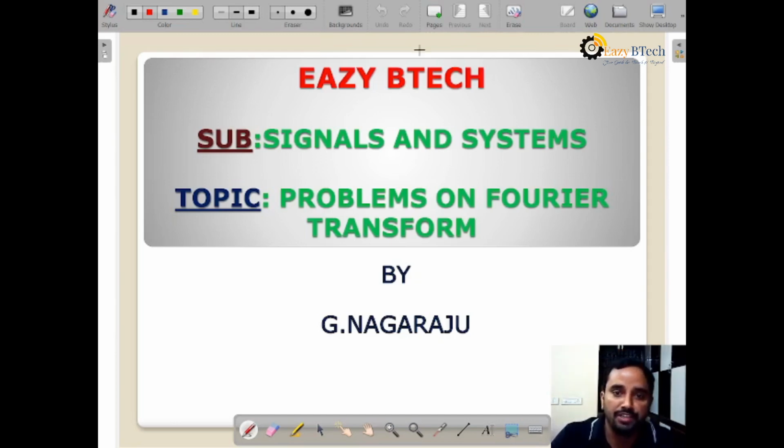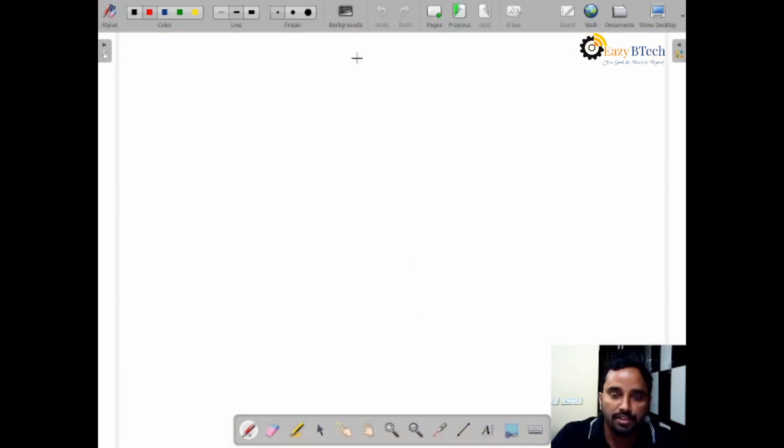Problems on Fourier transform. In the previous session we discussed the properties of Fourier transform. Using the properties we are going to see problems. The first problem we are going to see is the Fourier transform of a constant. How to do the Fourier transform of a constant?